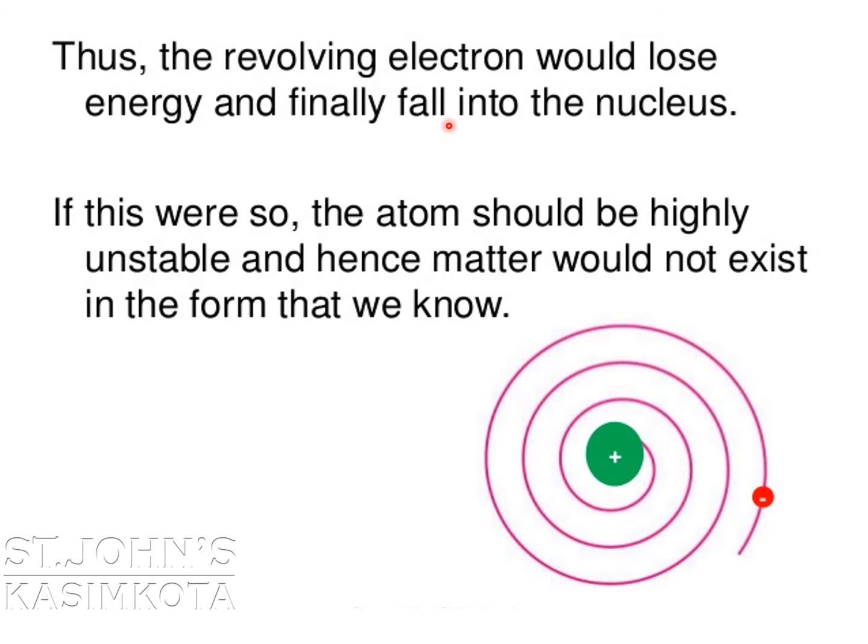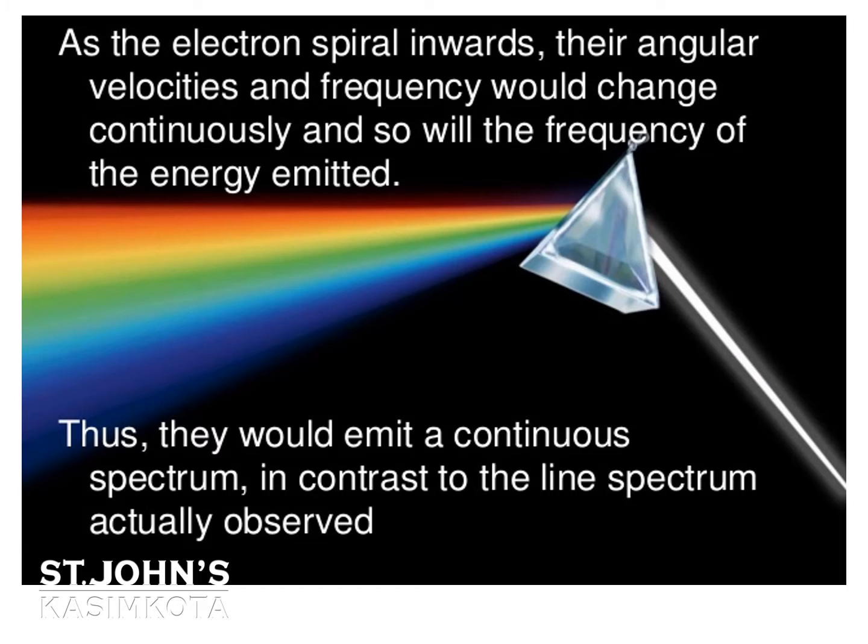But this is not happening. When it falls into the nucleus, the whole atom should collapse. But it was not observed. If this were so, the atom should be highly unstable and hence matter would not exist because the atom collapses. But this was not observed, which means that the planetary model has to be modified.